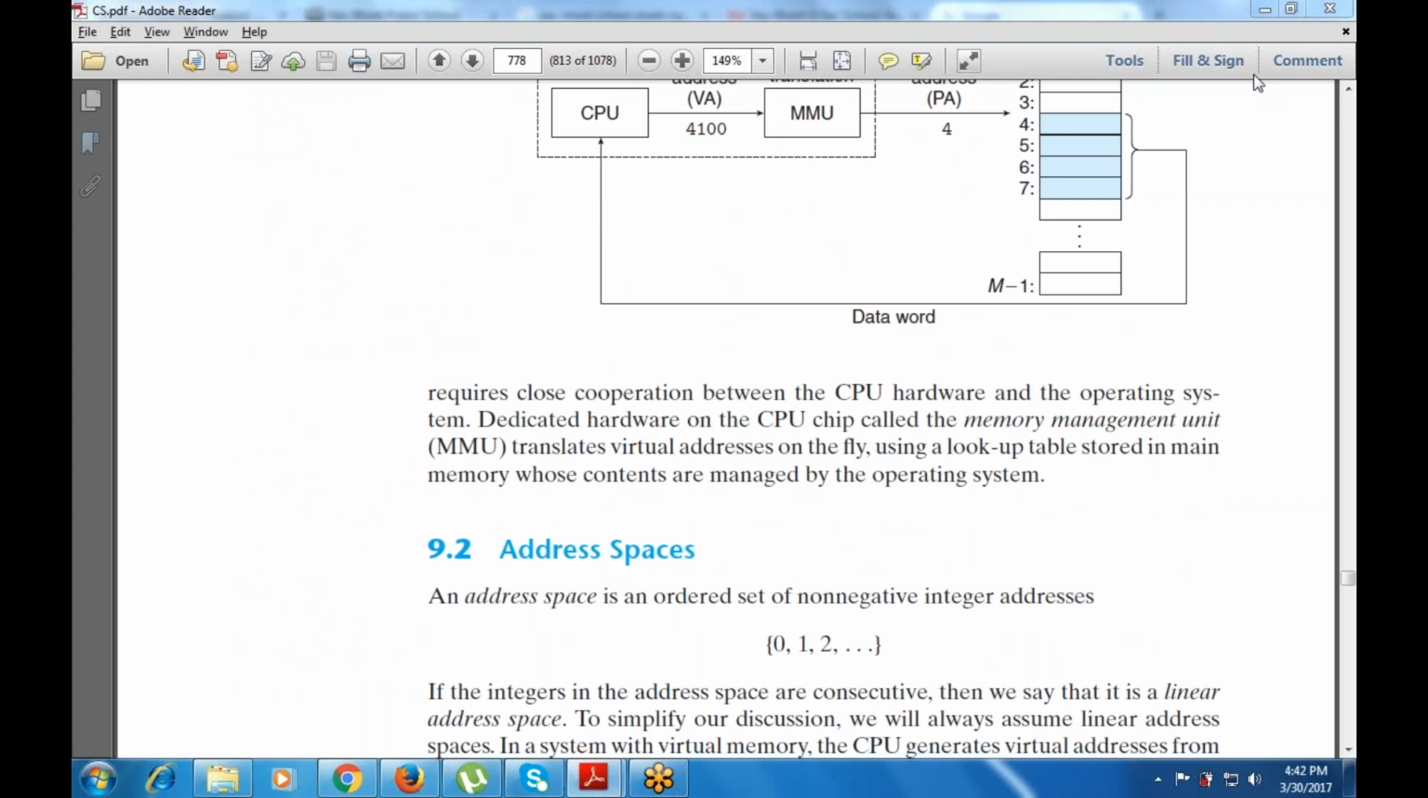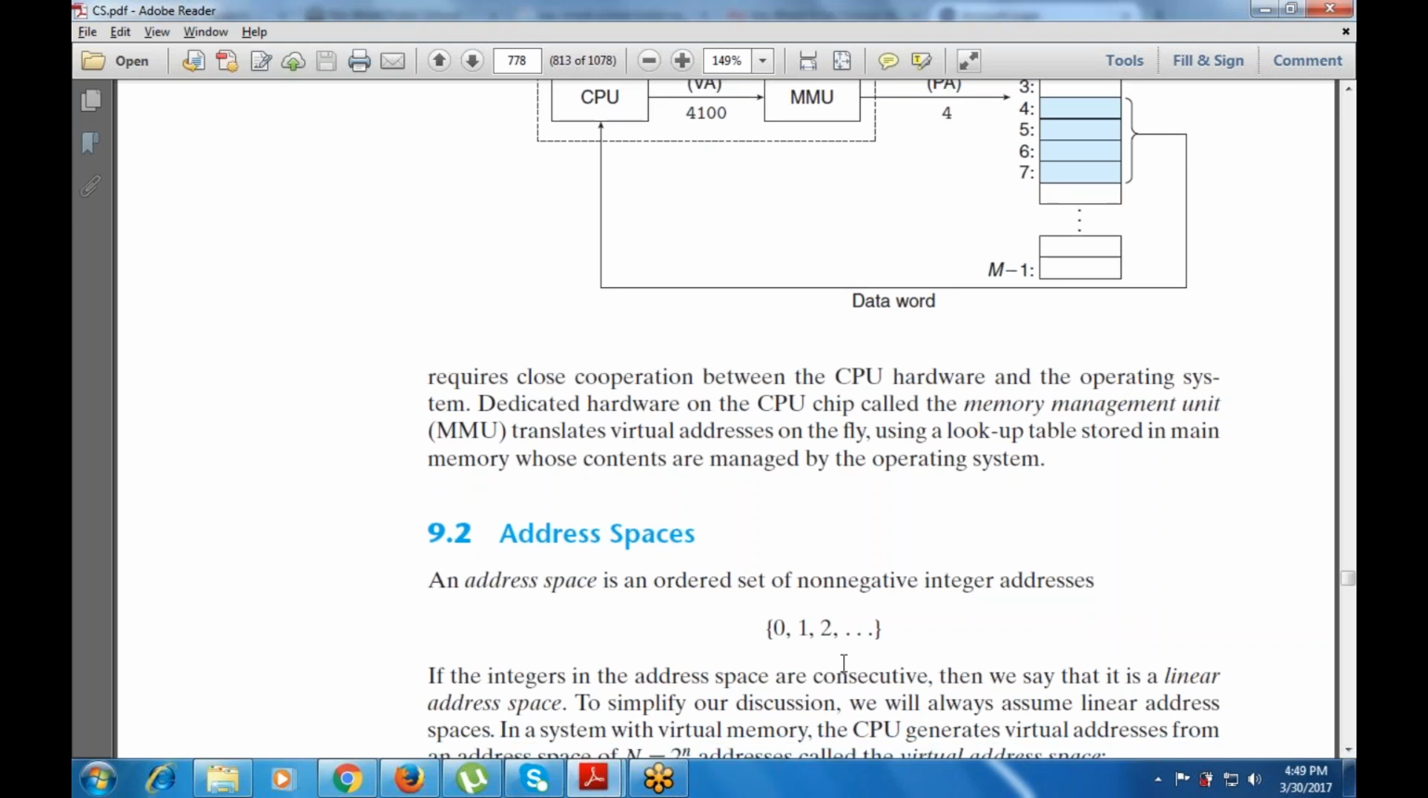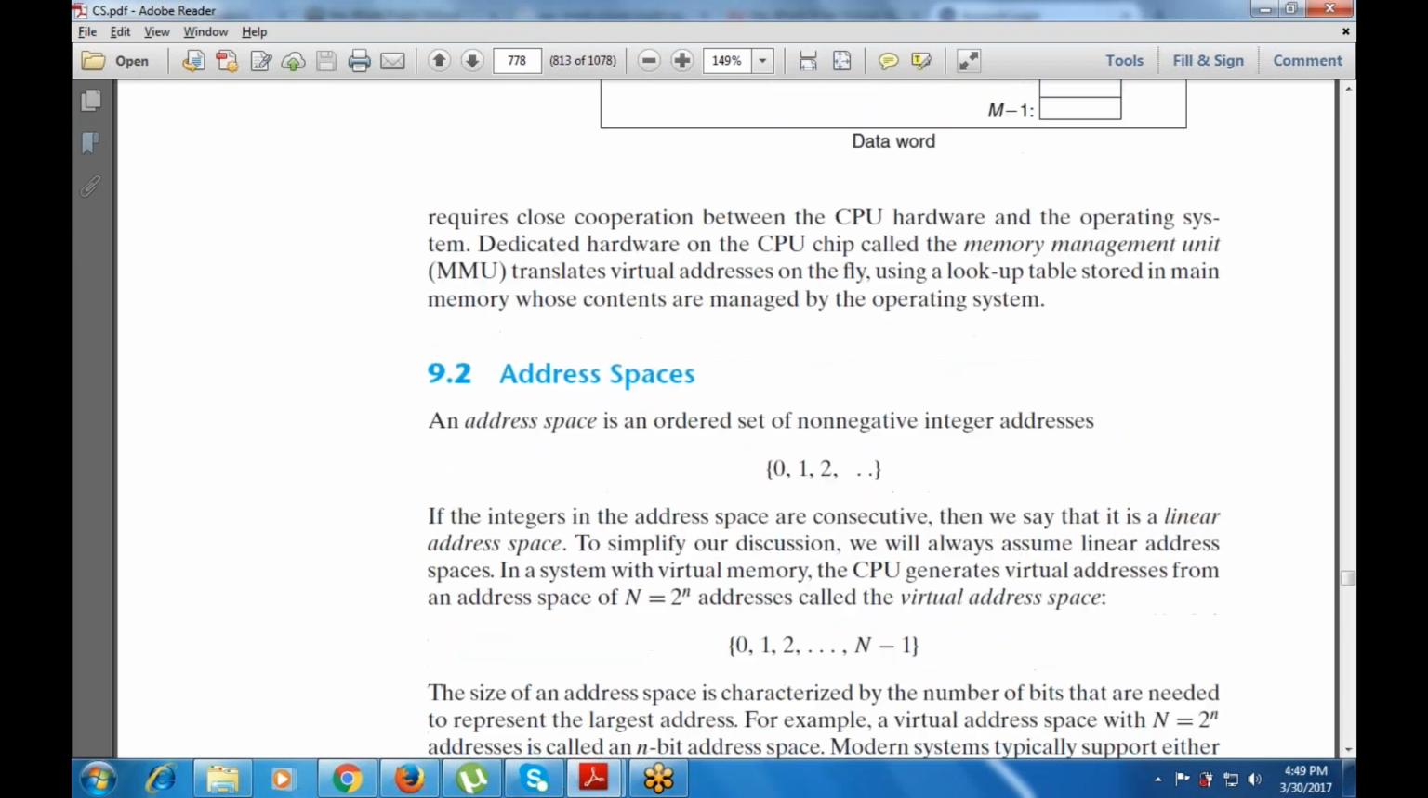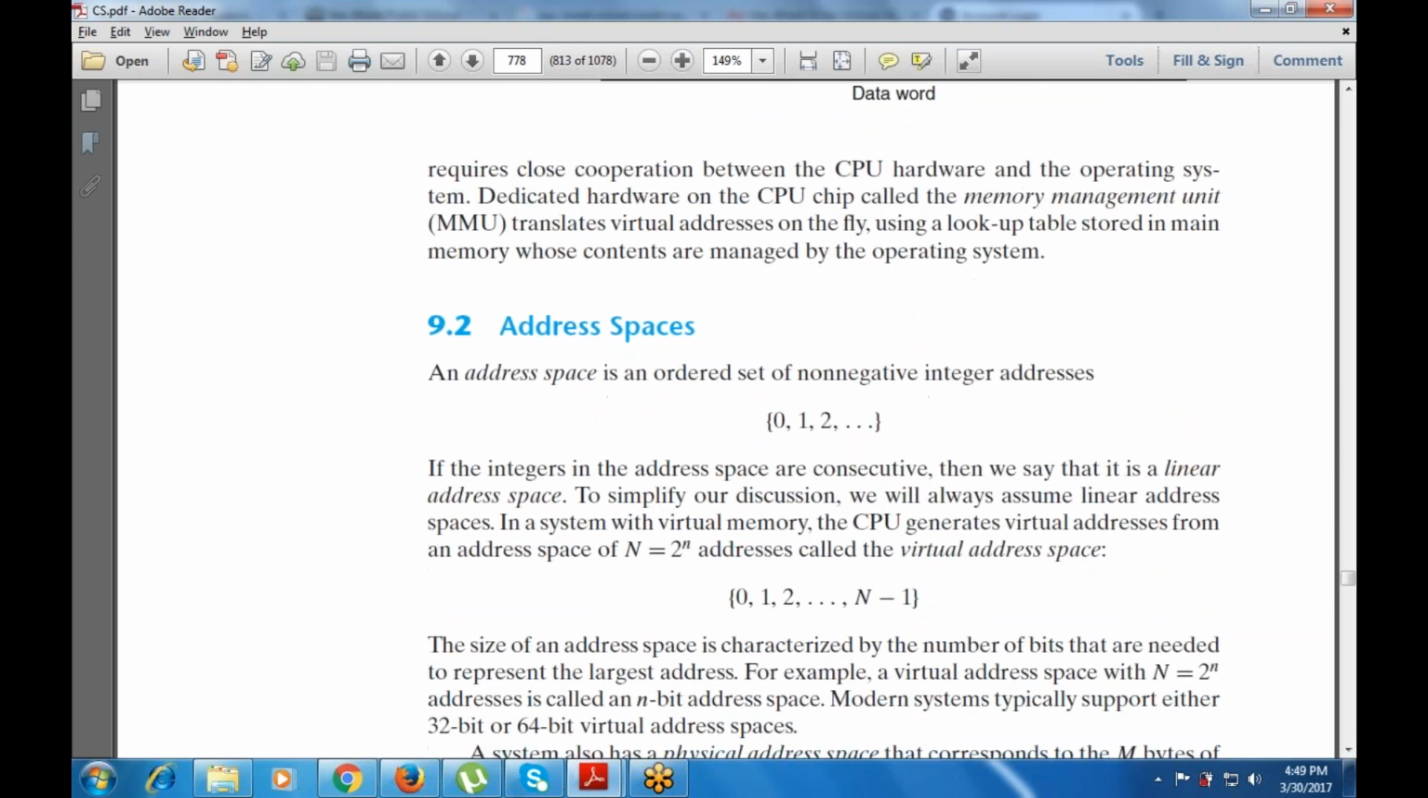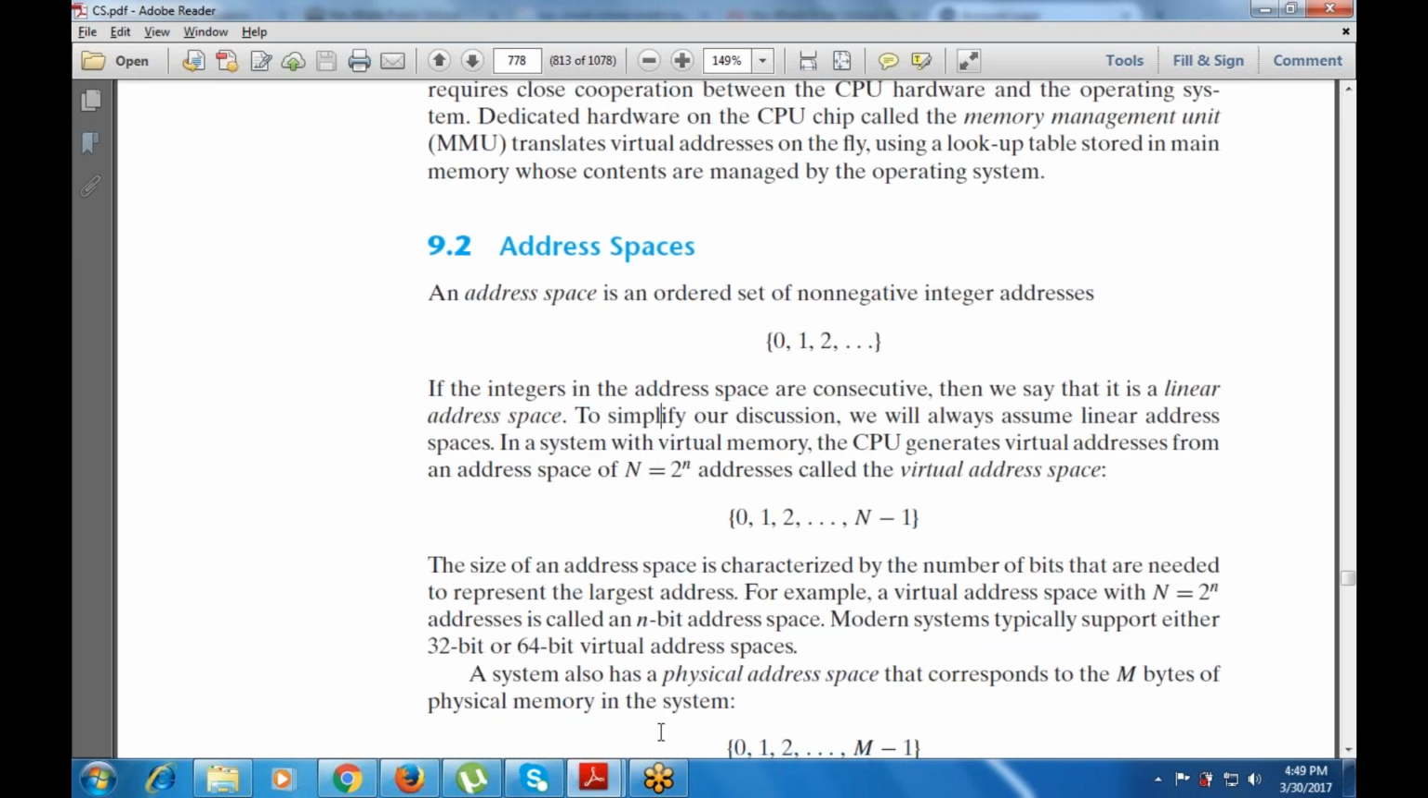An address space is an ordered set of non-negative integer addresses. If the integers in the address space are consecutive, we say that it is a linear address space, and the linear address space is what is used in a system that is using virtual memory.